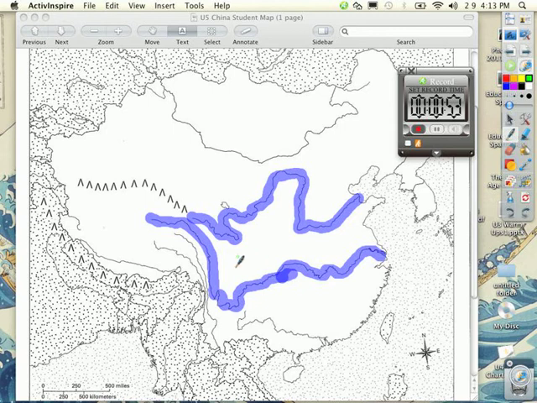So we're going to write it in green. Let's see if we can get it black. Okay, so we have the Yangtze. Okay, and we have the Yellow River.